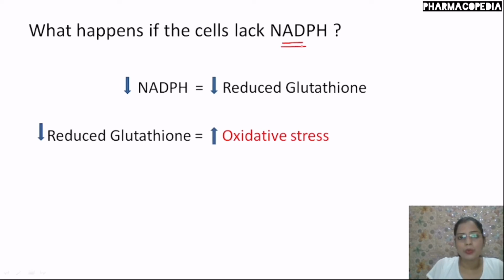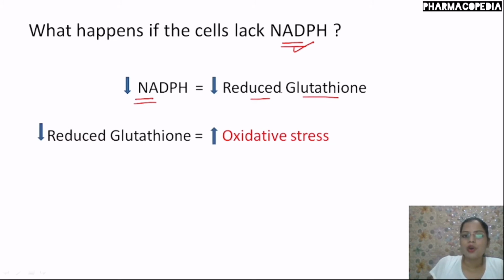It's a very important question: what happens when the cell lacks NADPH? तो जब भी सेल लैक करेगा NADPH को तो क्या होगा? There is a decrement in the reduced glutathione. When the cell lacks NADPH, what does it cause? It causes a reduction in the reduced glutathione production, or it inhibits the production of the reduced glutathione.